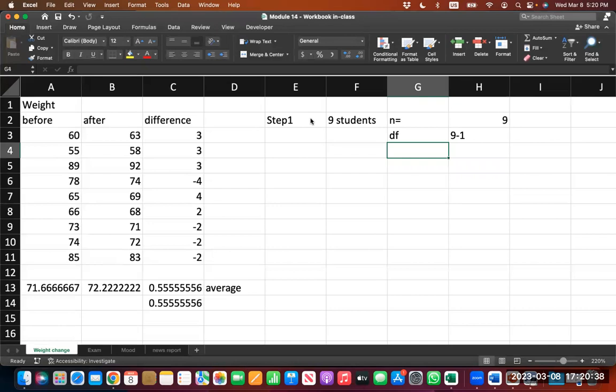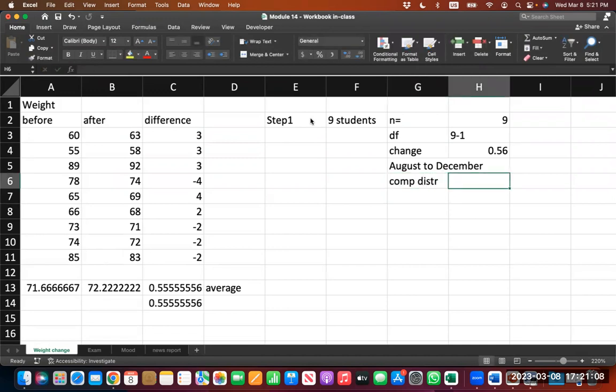We have now, there is a change. So there's an increase. The change is 0.56. And we have followed them from, let's say, August to September, or no, August to December. So that's the comparison distribution. The comparison distribution is the comparison of sample mean differences.